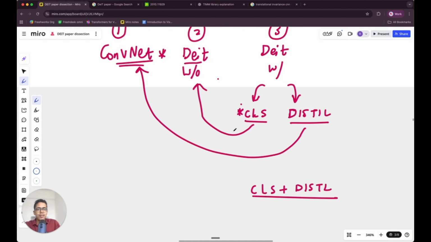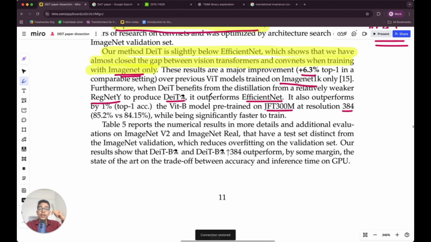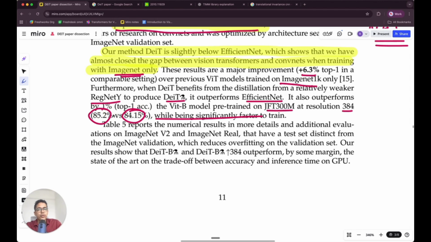Now let's go back. I can't believe we have covered this many pages so far. It also outperforms by 1% the top-1 accuracy of the vision transformer B model pre-trained on JFT-300M at resolution 384. Yeah, so basically, if DeiT benefits from distillation, it outperforms EfficientNet. It also outperforms the vision transformer base model, while being significantly faster to train. So the vision transformer base model was 84.15% accuracy. This was 85.2% accuracy, more than 1 percentage point improvement.